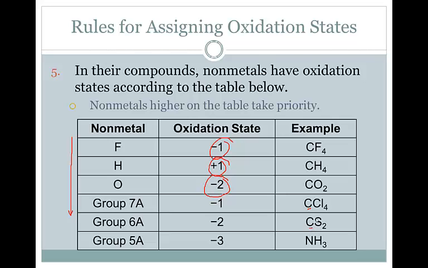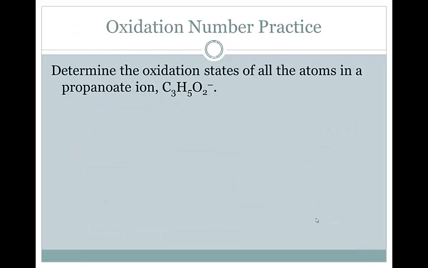So let's practice that calculation. We have propionate. Determine the oxidation state of all the atoms in propionate ion. So we have 3 carbons, we have 5 hydrogens, and we have 2 oxygens. I put OX for oxygen just so I don't confuse it with the letter O for the number 0.